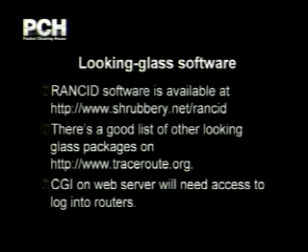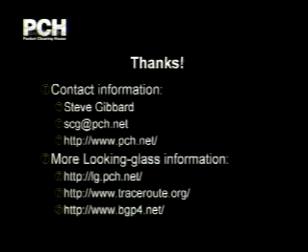For the Looking Glass, there are a bunch of different CGI programs you can use for the web end. The rancid software that we run is at www.shrubbery.net. Traceroute.org has a good list of other Looking Glass packages. And the CGI on the web server is going to need access to log into the router that you're looking at the routing tables of, because it needs to be able to get that data somehow.